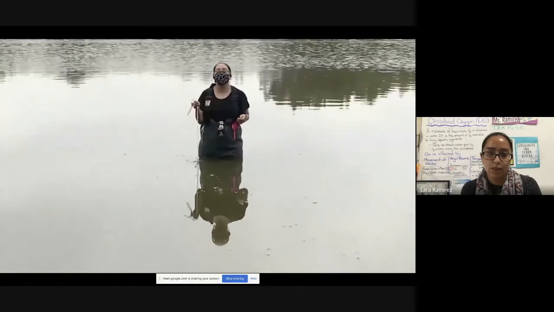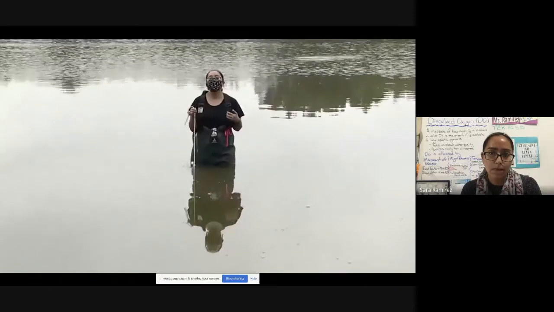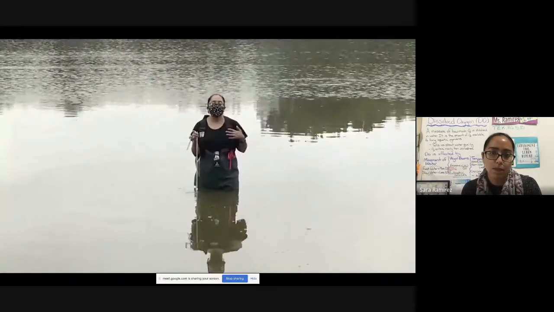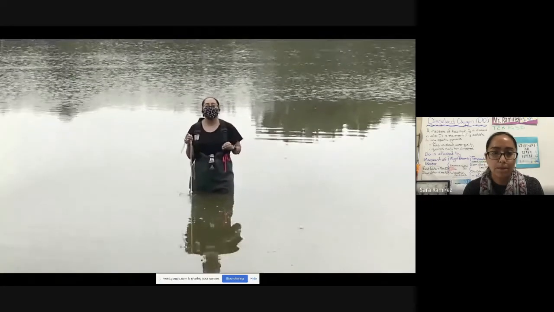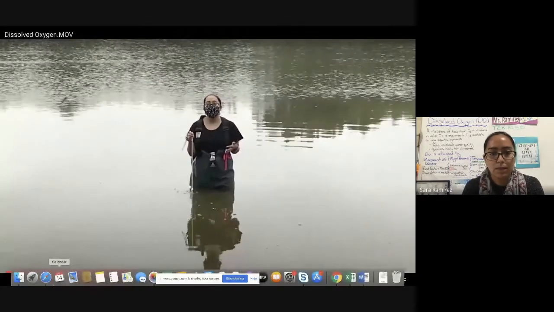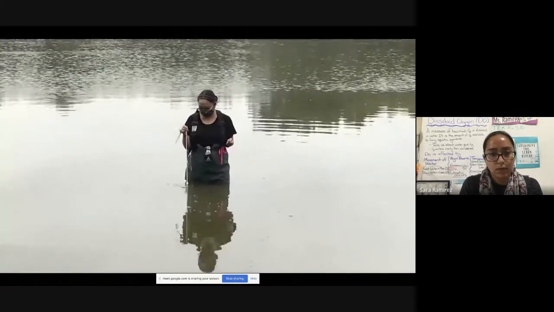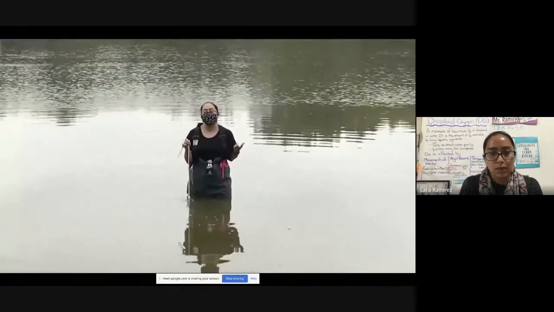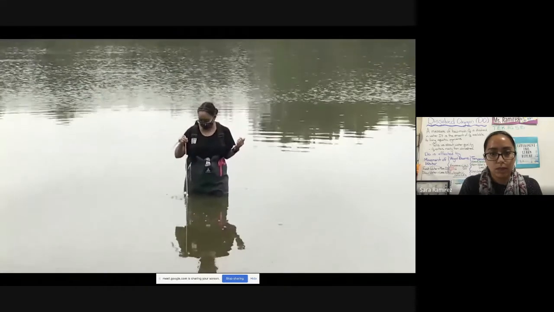While we're waiting for this to fill, this pond is an example of a lentic system. So lentic bodies of water are not flowing, they're kind of stagnant. When we talk about lotic bodies of water, we're talking about running water, things like streams. So typically lentic bodies and lotic bodies will have different amounts of dissolved oxygen.